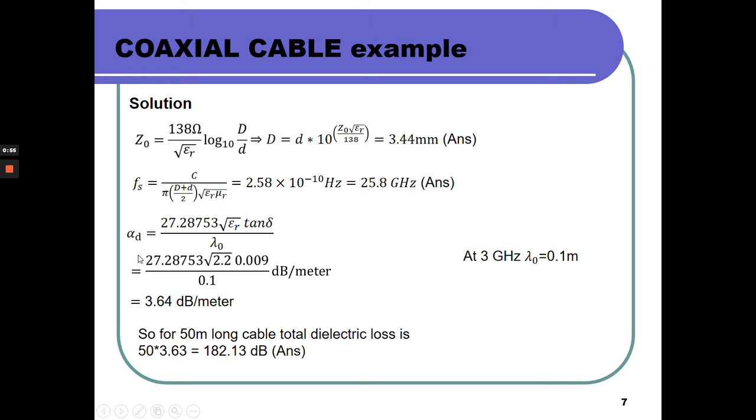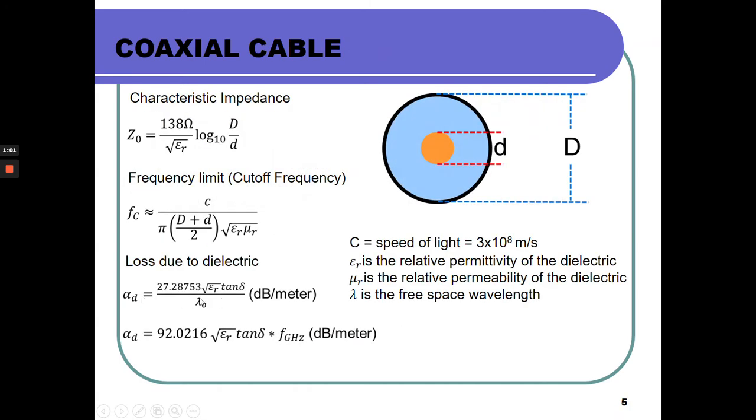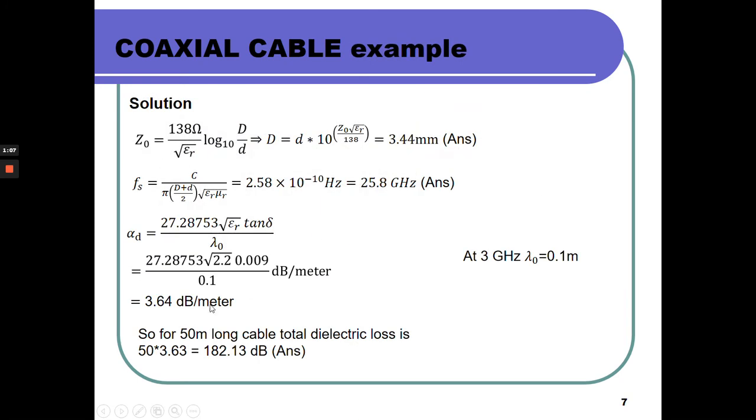No problem. And then we put all the values into this equation again, or you can choose this equation, it's up to you. By doing so, we get 3.64 dB per meter, but our cable is 50 meters long, right? So we just multiply and get the answer. This is how easy this one is.